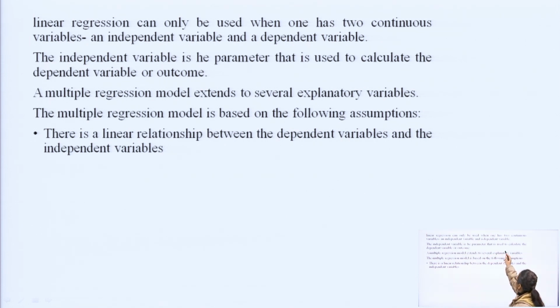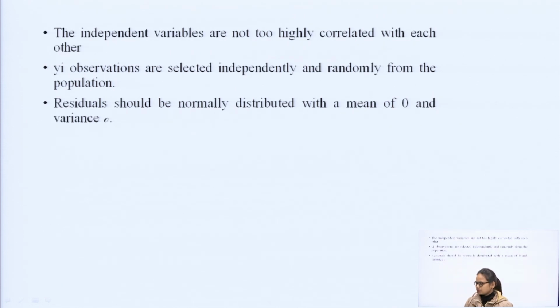Simple linear regression is only used when there are two continuous variables, an independent variable and a dependent variable, but in a multiple regression model several explanatory variables are present. The independent variables are not highly correlated with each other. Observations are selected independently and randomly from the population. Residuals should be normally distributed with a mean of 0 and constant variance.